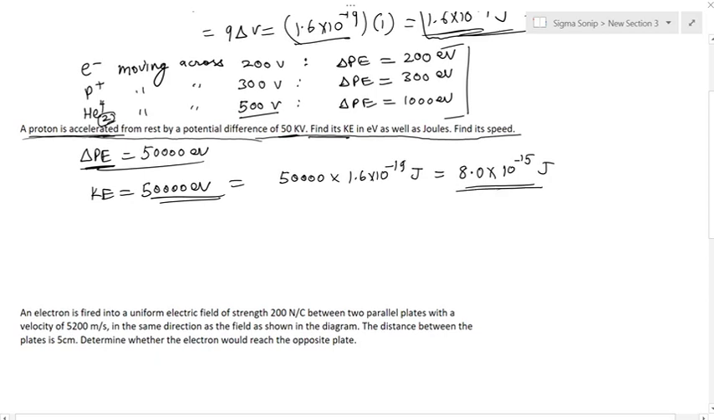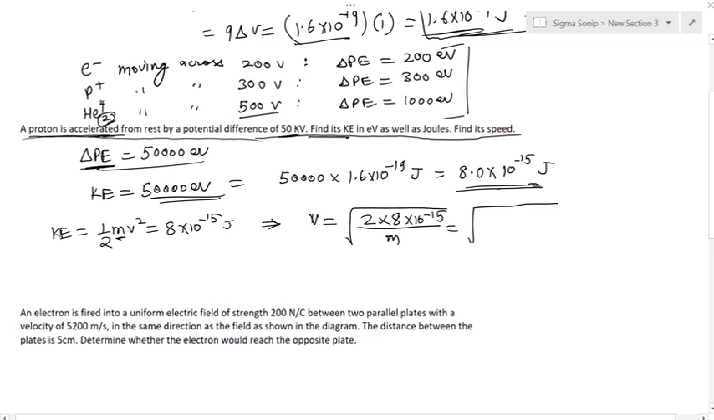Now this is the kinetic energy of the proton. So we can find the velocity as well. Kinetic energy, we know that K is equal to half m v square is equal to 8 times 10 to the minus 15 joule. Substituting the values, we get v is equal to the square root of 2 times 8 times 10 to the minus 15 divided by m, the mass of the proton, which comes here.